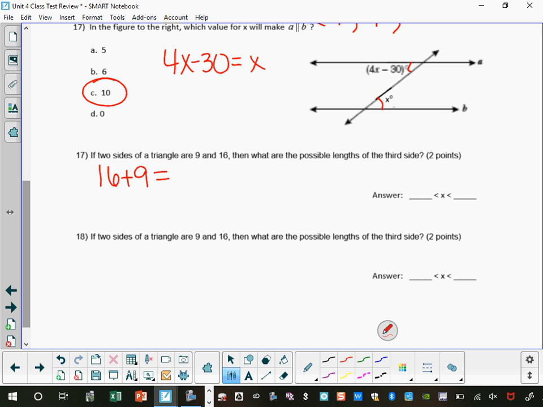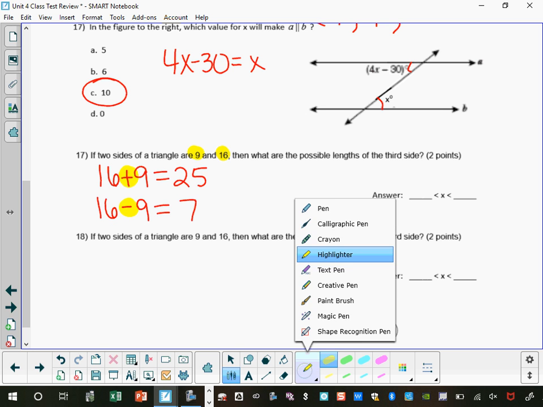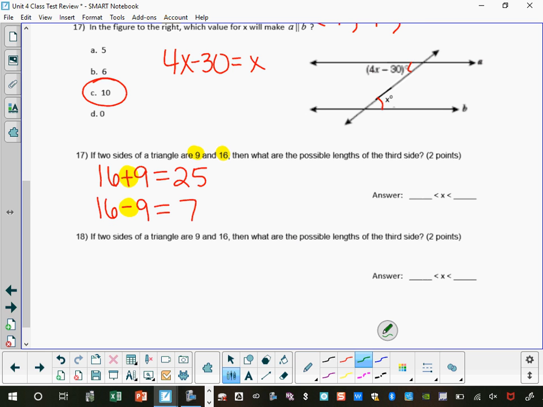What's 16 plus 9? 25. You should get 25. And what is 16 minus 9? 7. You guys see that all I did here was I took my 2 numbers, I added them together, I subtracted them. So if you look at your answer, I already wrote it in the inequality for you. All you have to do is plug in your numbers. So x is going to be greater than what? What's our lower number? 7.